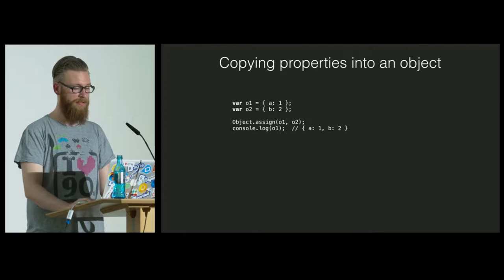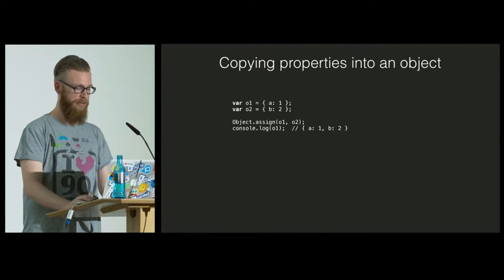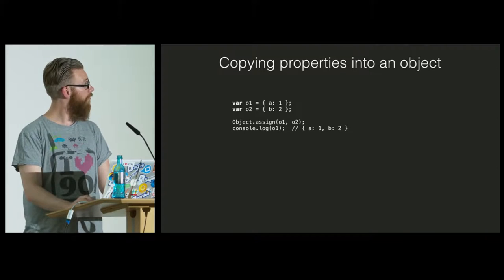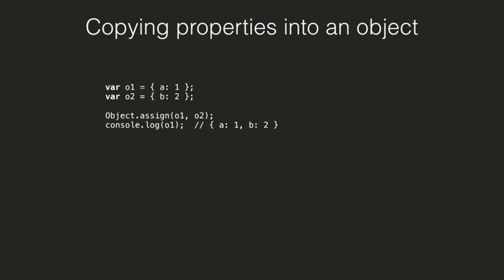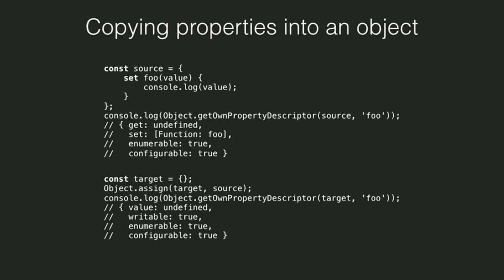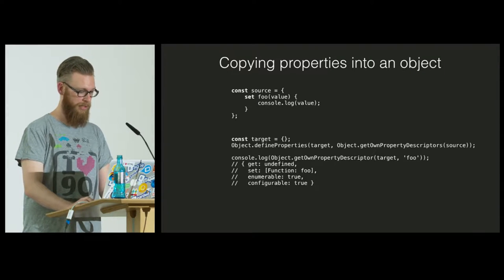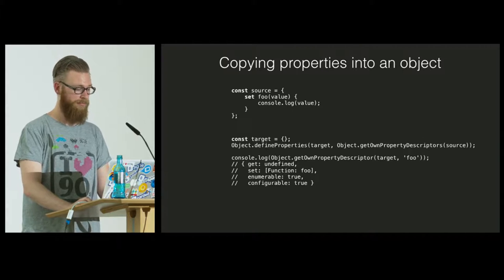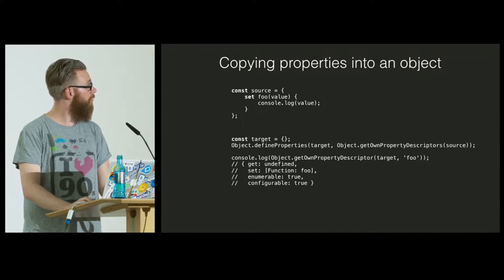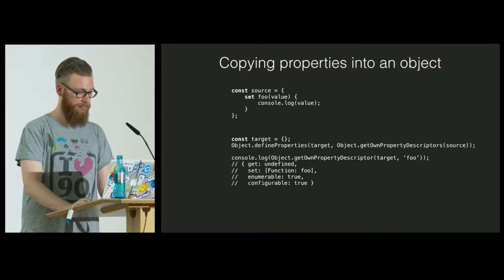One is copying properties into an object. You might think you can do that with assign like this. If you want to have one object with both things, you can do Object.assign. But if you have a setter or a getter in it, then if you use Object.assign, it will not show up because it only assigns the normal properties, not the getters or setters. So you need the property descriptors to put it in there. And you can do that with Object.defineProperties. And you can put the property descriptors in it like this.